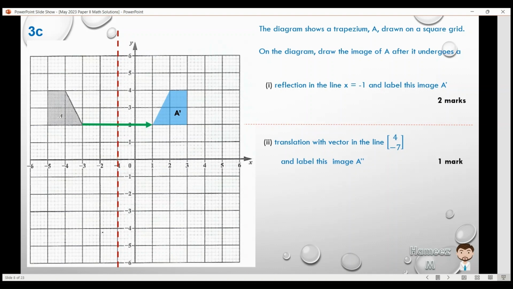And then minus 7 means we're moving 7 units down. So at minus 2, we go 2 units down to the x-axis and then 5 more. 2 and 5 is 7. So what we're trying to do is take A, let me bring up A, and slide it across 4 to the right and 7 down. And that will be A double prime.